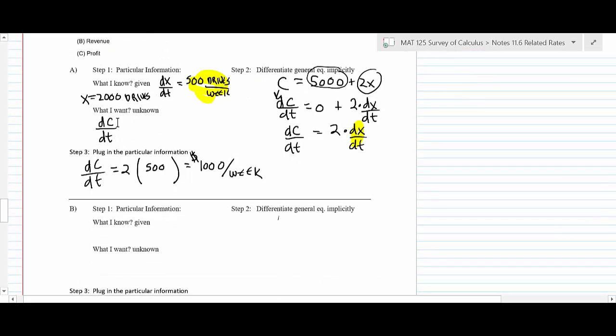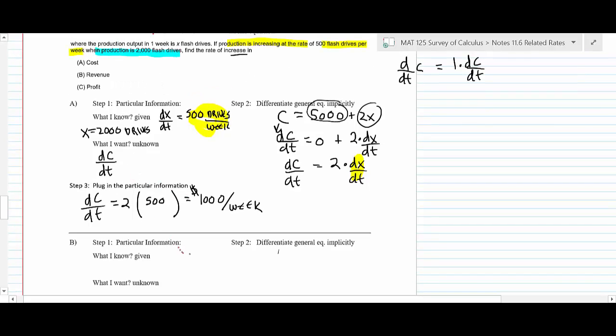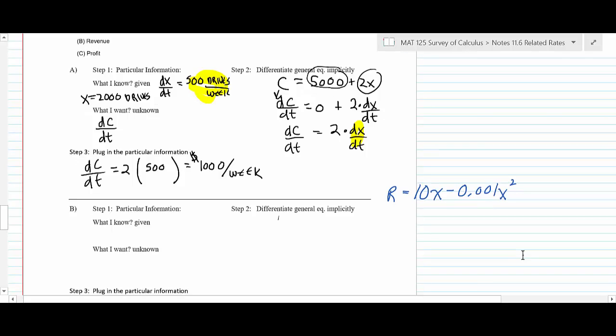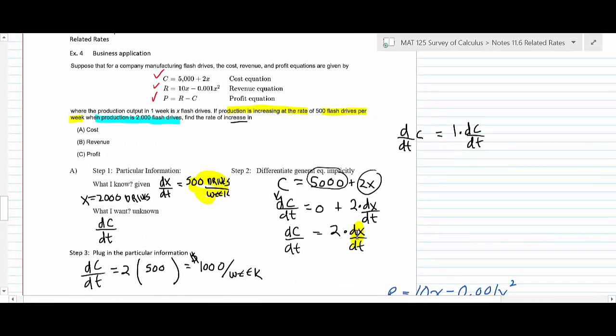So let's go down here, and I'm going to write down this revenue equation kind of at the side here so I know what to do with this. So the revenue is 10x minus 0.001 x squared, okay? And I always want to write down what your information is when you're doing these related rates problems.